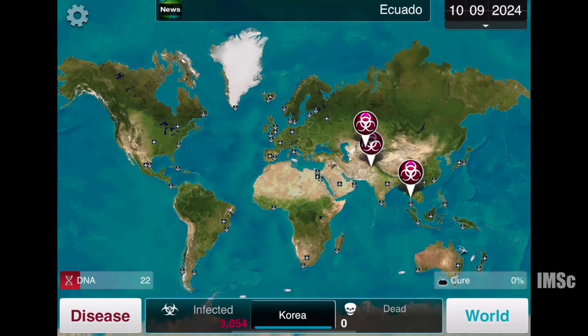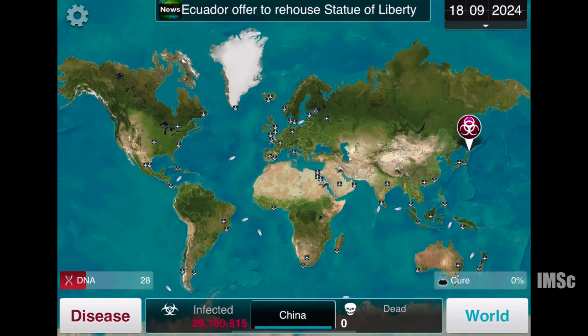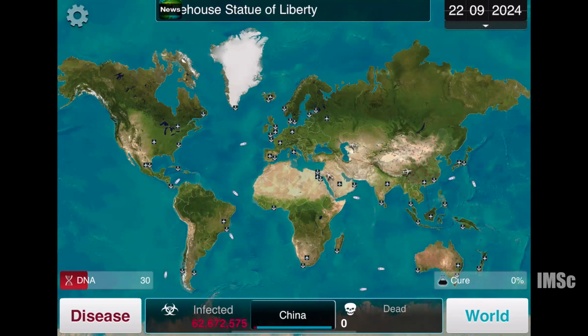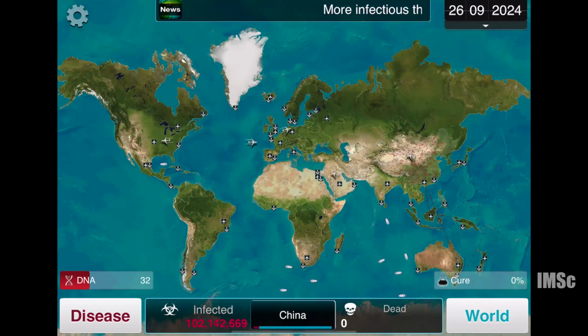Okay. So you can see one air transmission happened and lots of transmission to multiple countries happened. So already this virus is transmitting quite a bit. It's more infectious than HIV apparently. Okay.